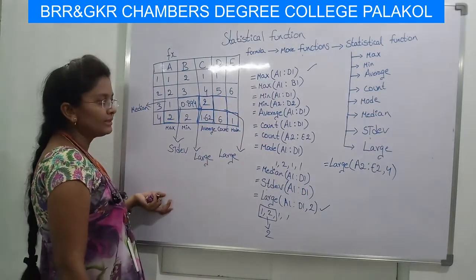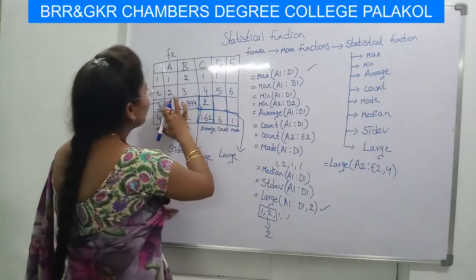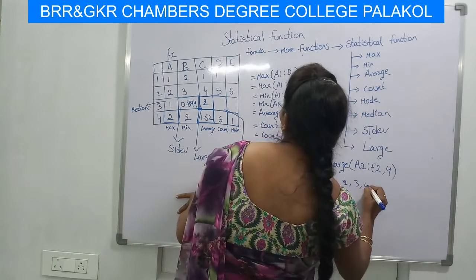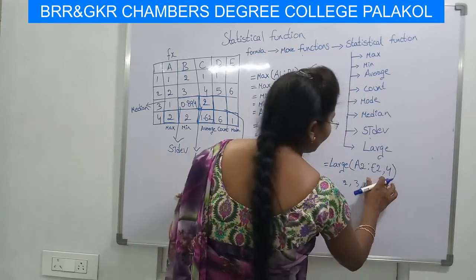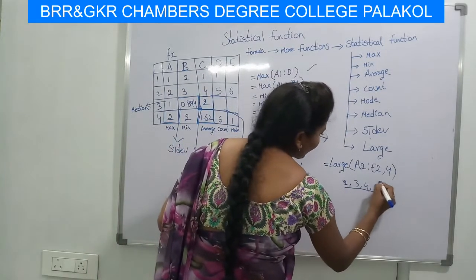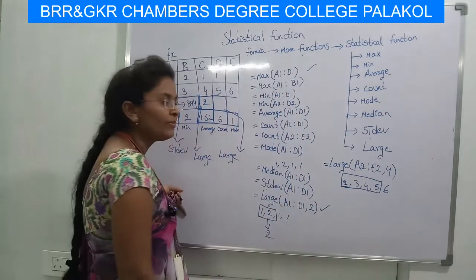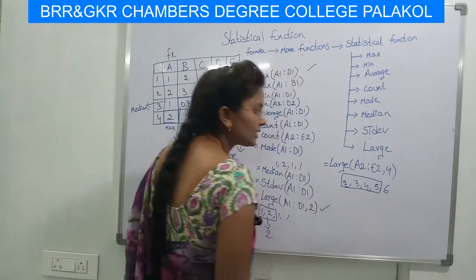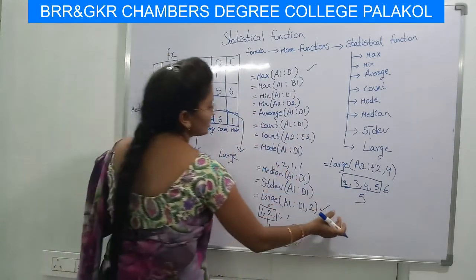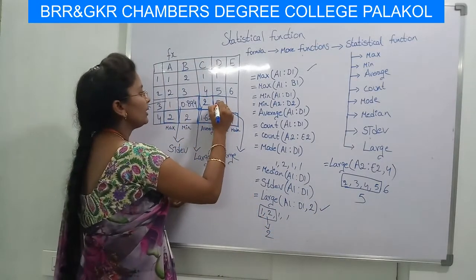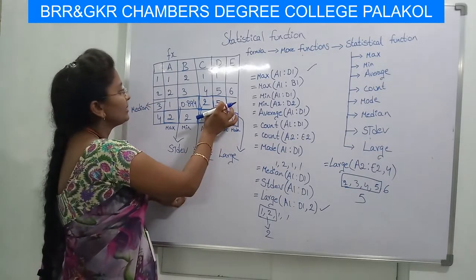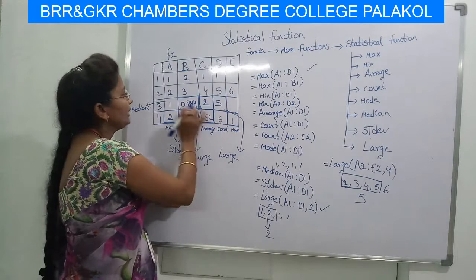If you press Enter on your keyboard, the answer will automatically appear in the D3 cell. Here it will take A2 to E2, that means the numbers 2, 3, 4, 5, 6. Here I mentioned the condition as 4, so it will be calculated over 4 numbers: 2, 3, 4, 5, and the largest number is 5. It will display the largest number as the result in the active cell. The active cell reference ID is D3.